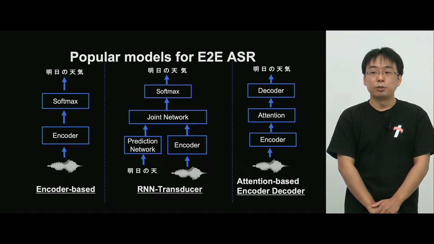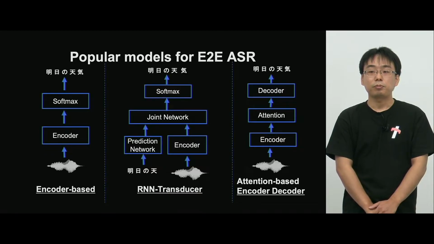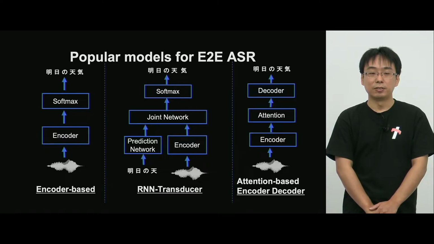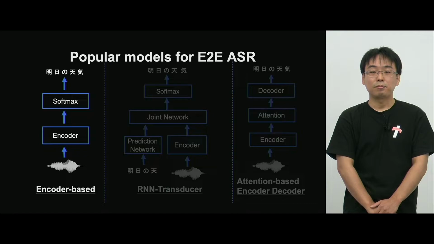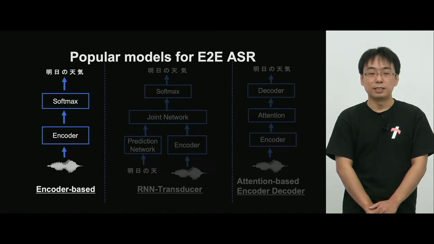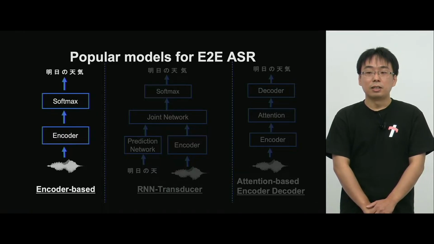And for end-to-end ASR, there are 3 models. The main ones are encoder-based, transducer, and attention-based encoder-decoder. Those are the 3 that have been proposed. First of all, the encoder-based model uses an encoder network, based on which acoustic properties will be inferred to assume text. The main one is connectionist temporal classification, CTC, which was proposed.